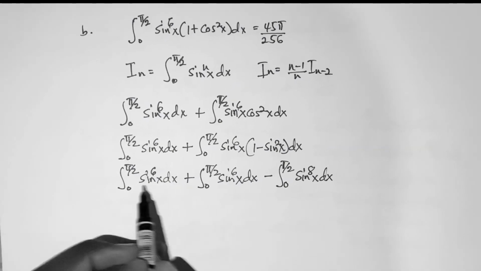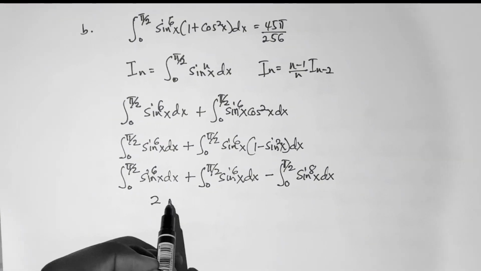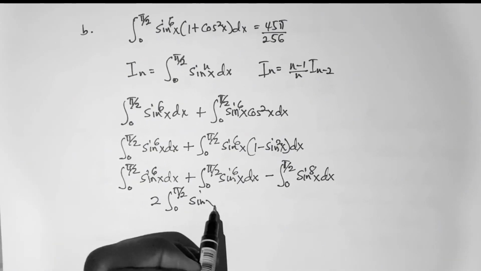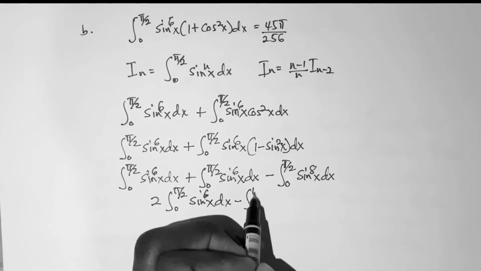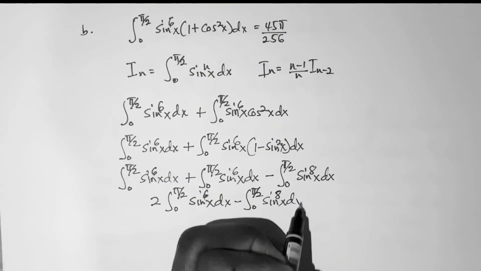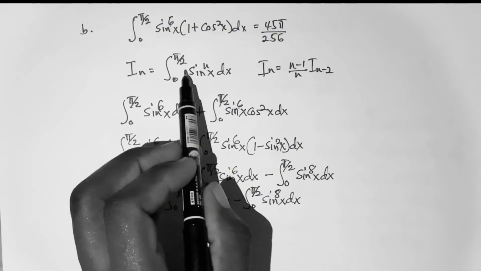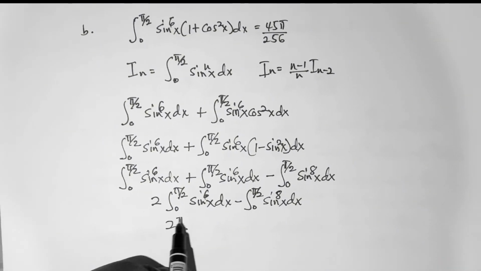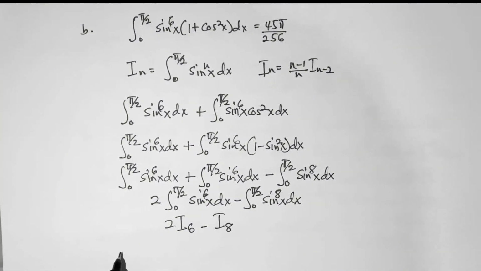So at the end of the day, these two we can add them. If we add them, you see that it becomes 2 times the integral from 0 to pi/2 of sin^6 x dx, minus the integral from 0 to pi/2 of sin^8 x dx. And then if we further reduce it, remember we said I_n is equal to the integral from 0 to pi/2 of sin^n x dx. So here it's 2 I_6 minus I_8.